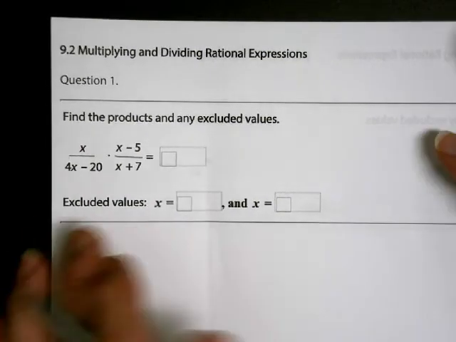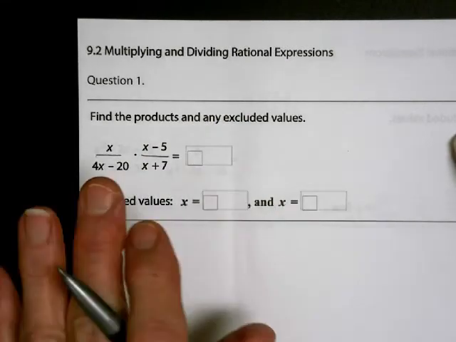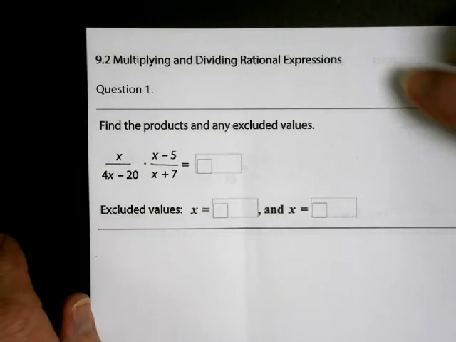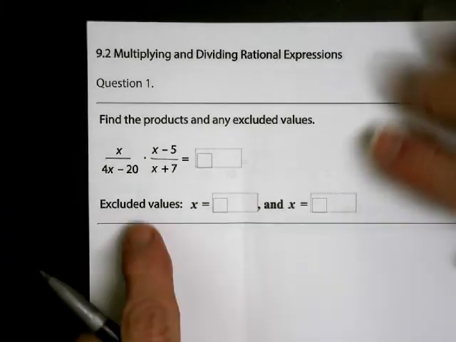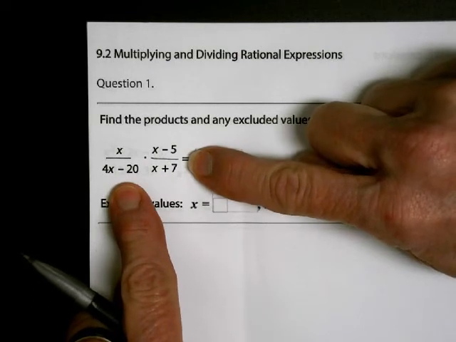So everybody have the problem written down. You don't have to write down all the words, right? You just have to write down, if you need to, the lesson number and the purpose. We're going to be multiplying, dividing. And then you can write down the problem. And then we're going to factor from here.